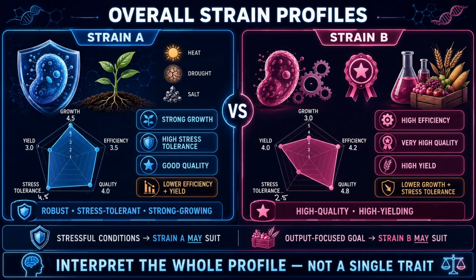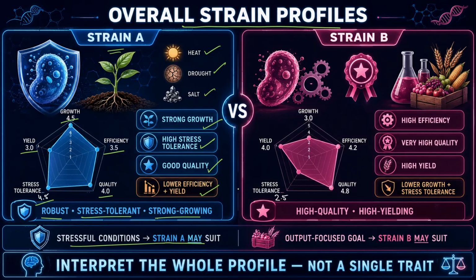If you look at the overall strain profiles, let us combine all five traits and describe each strain as a complete profile. Strain A has a growth score of 4.5, efficiency of 3.5, quality of 4.0, high stress tolerance of 4.5, and yield of 3.0. Its main strengths are strong growth and tolerance to stressful conditions such as heat, drought, and salt. It also has good quality but comparatively low efficiency and yield. Therefore, strain A is robust, stress tolerant, and strong growing, and may suit stressful conditions.